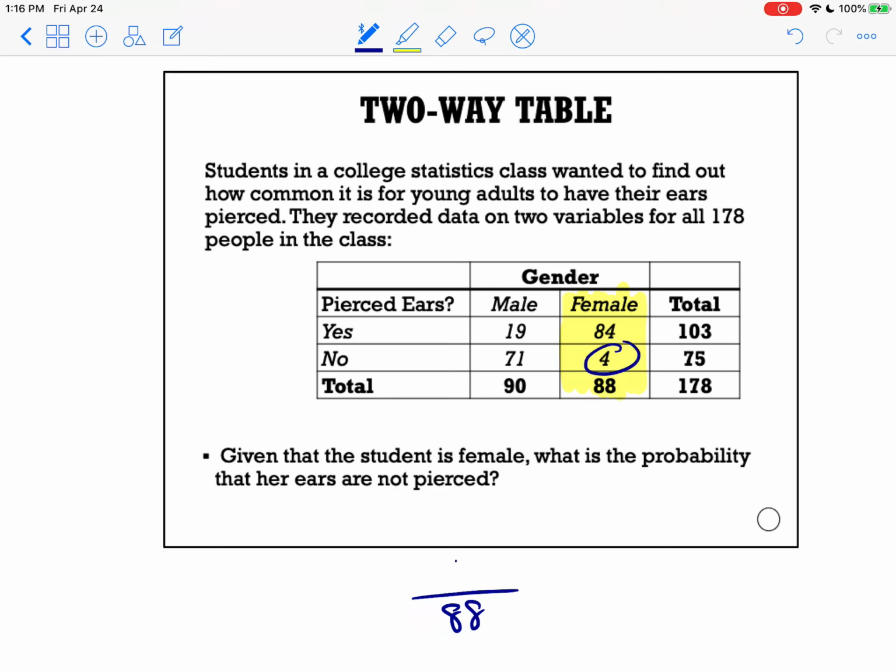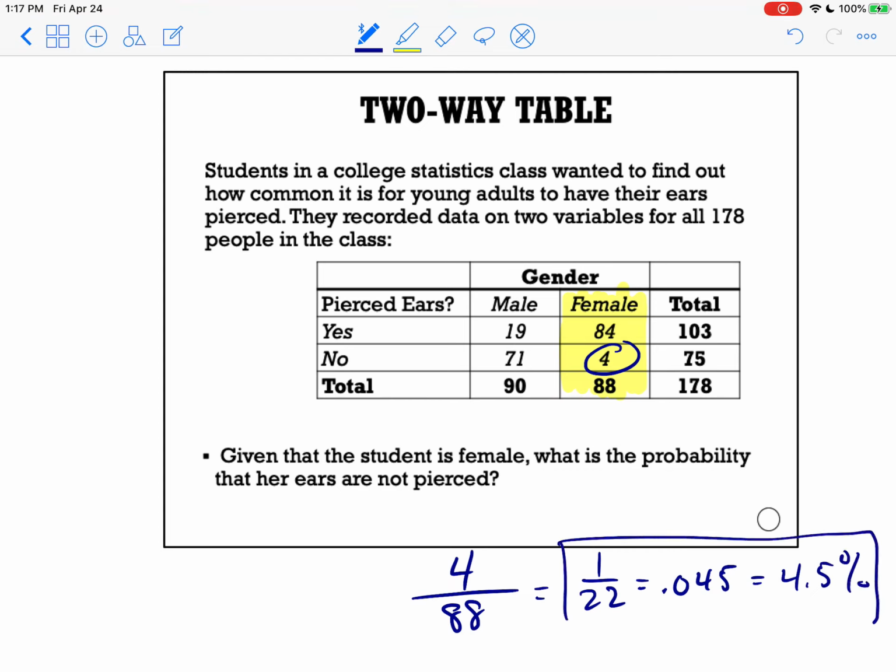Well, there's only 4 students that don't have their ears pierced. So that's 4 out of 88. If I divide by 4, I get 1 out of 22, which is a 0.045 proportion, or 4.5%. So these would all be acceptable answers. This is the probability that I'm going to choose a female whose ears are not pierced, given that I'm choosing a female. Okay?